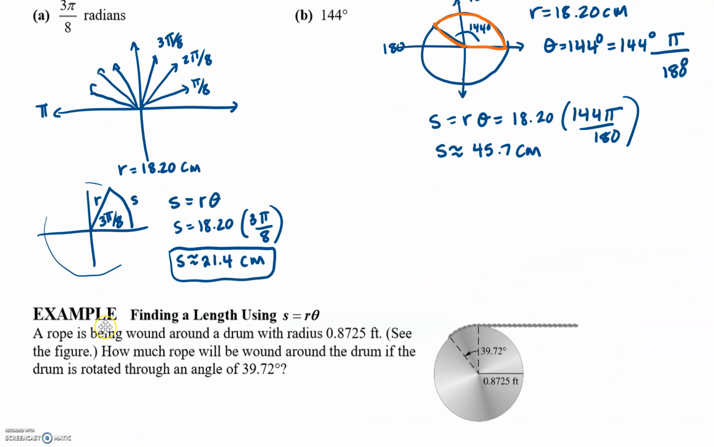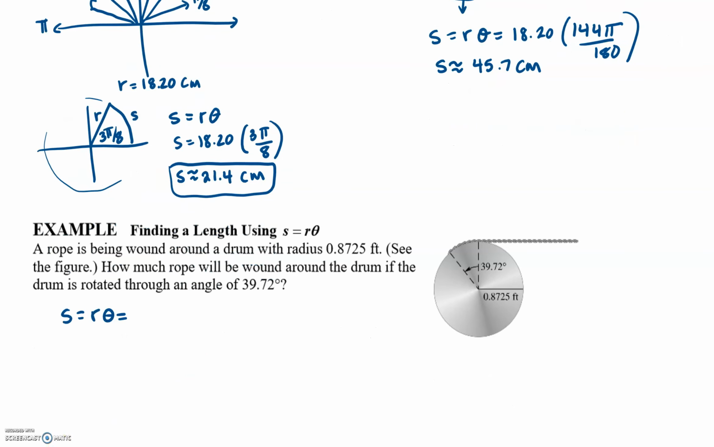So let's look at an application of this. This example is going to be finding the length using S equals R times theta. We have a rope that's being pulled around this drum, and the radius is 0.8725 feet. Here's the figure on the right. How much rope will be wound around the drum if the drum is rotated through 39.72 degrees? You can see how much rope is being pulled would be the same distance as that arc length. So all we've got to do is find the arc length here.